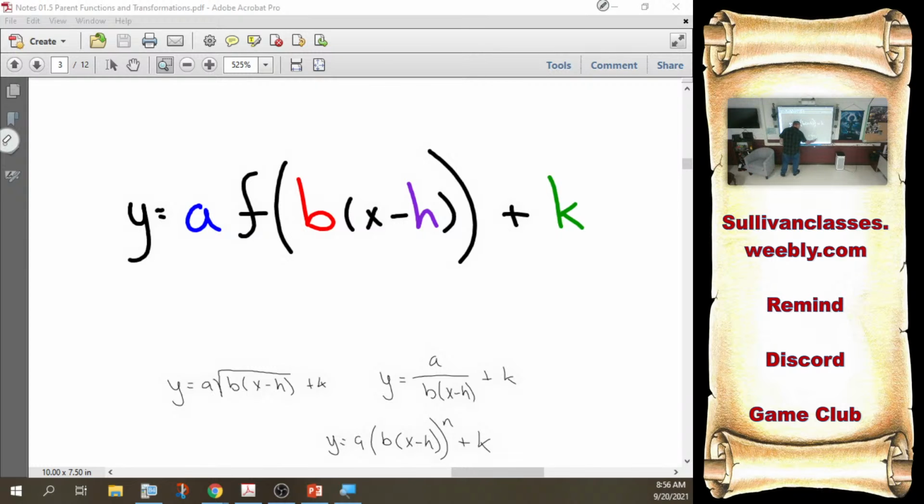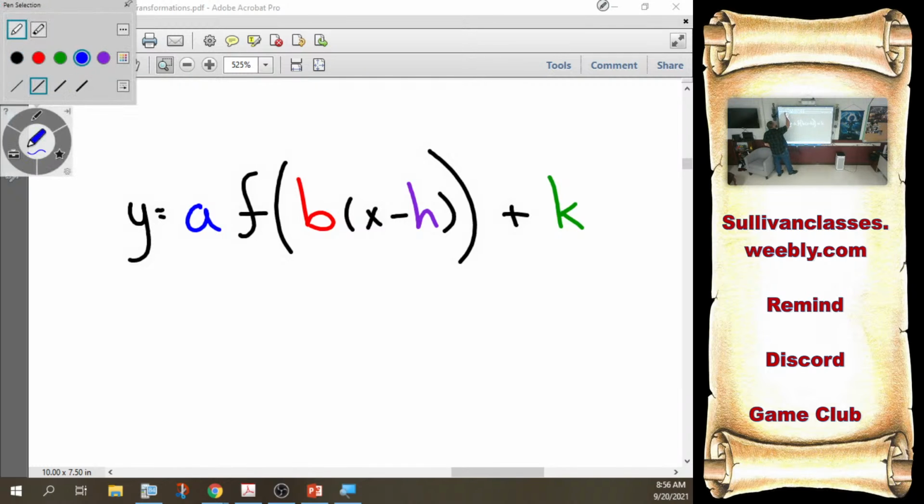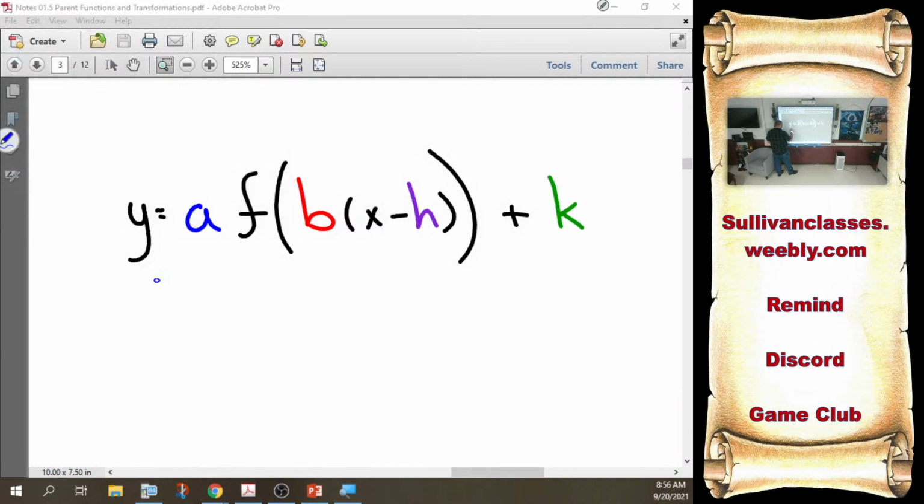And they all do a very specific thing. A does three things. If A is negative, it's called a vertical reflection or reflect in the x-axis.